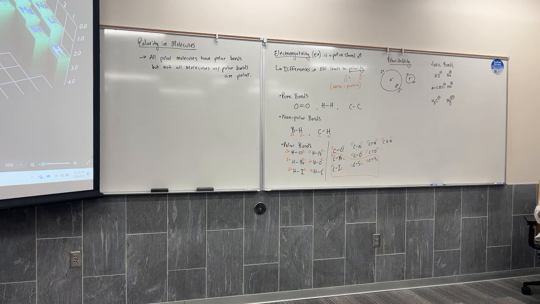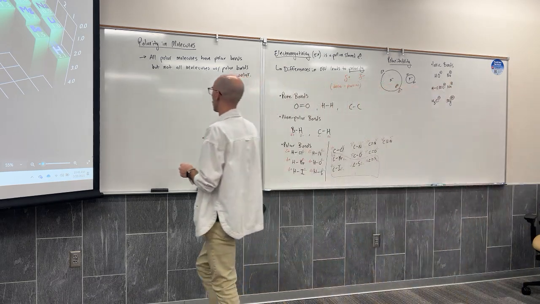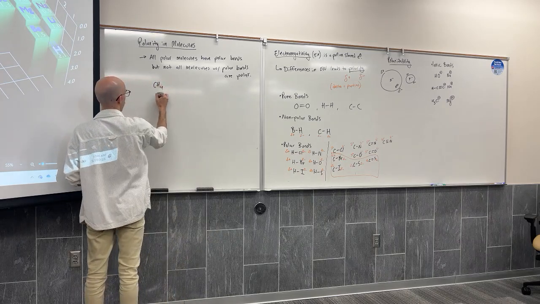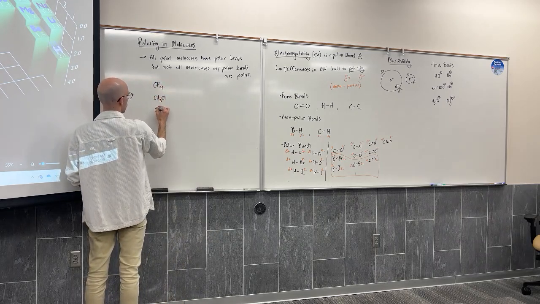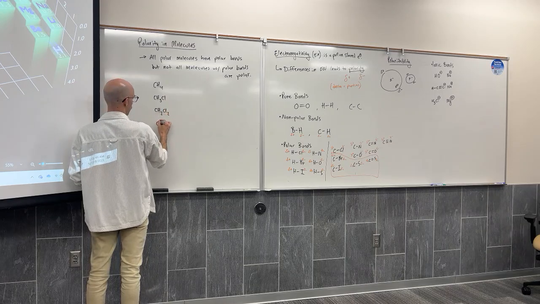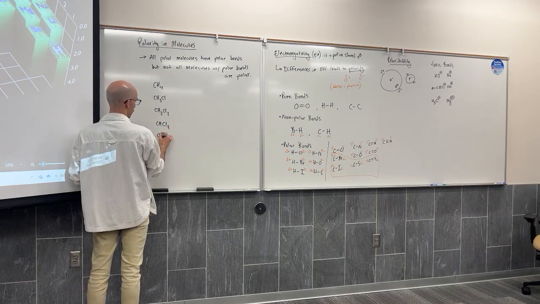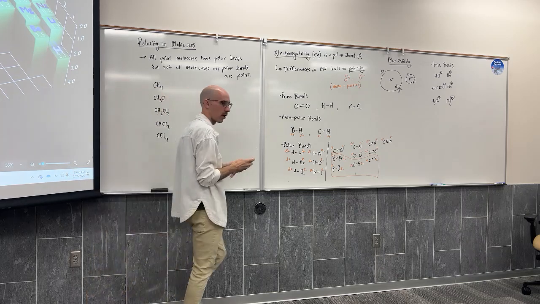In order for a molecule to be polar, in order for it to have a molecular dipole, it has to have polar bonds. There has to be at least one region in the molecule where there is a difference in electronegativity creating these partial charges. But that doesn't mean that every molecule that has polar bonds has an overall molecular dipole. So let's look at this series: CH4, CH3Cl, CH2Cl2, CHCl3, and CCl4.